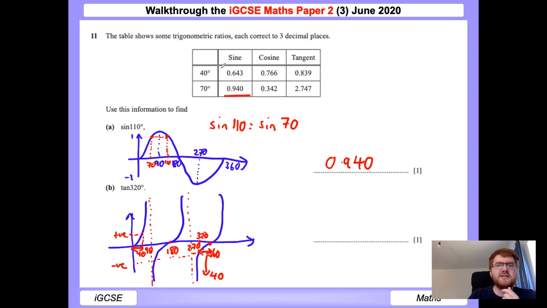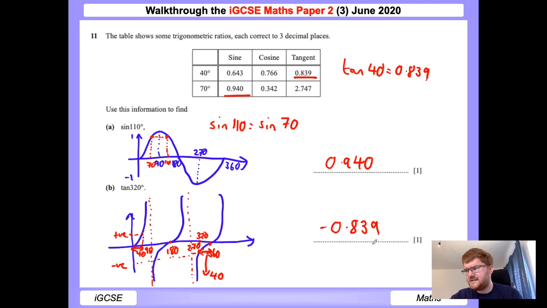Okay, now we know tan 40, we're told this in the question. We're told tan 40 is equal to 0.839. So the answer for tan 320 is going to be the same value, the same gap away from 0, but it's going to be the negative version. It's going to be minus. So our answer is going to be minus 0.839.